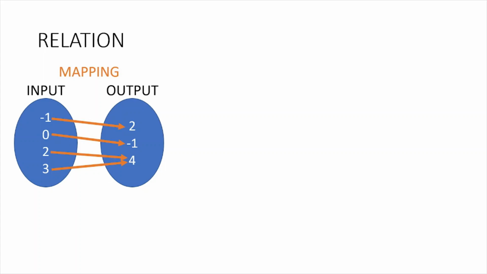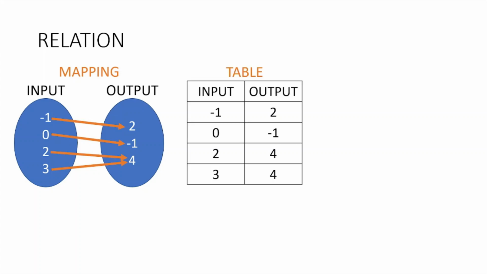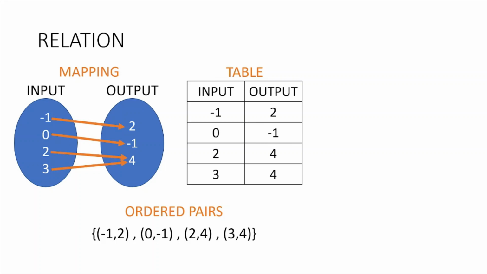Another way is through the use of tables. So basically, we just make a table, all right, and then from each input and corresponding output value, we can generate ordered pairs. Okay, this particular relation is composed of 4 ordered pairs, and then we can group them together in one set, indicated by open and close curly brackets, right?